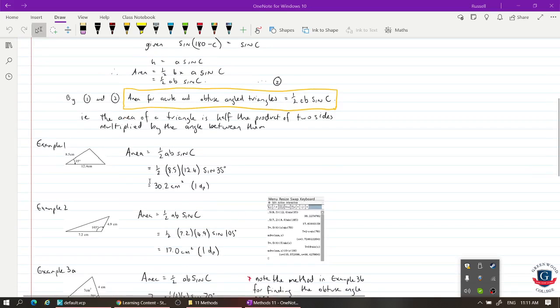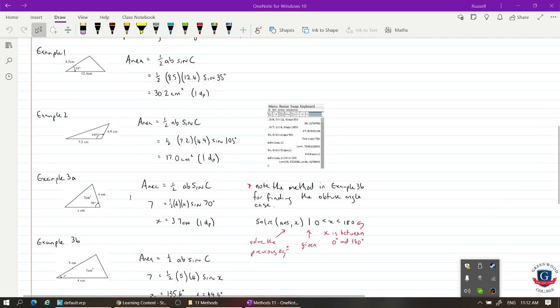So let's look at an example. Here's a triangle, here's an angle, here are two sides. To find the area of that triangle, we go half times this length times this length, the two side lengths on either side of the angle, multiplied by sine 35, and we get 30.2 centimeters squared. Easy. Here's an obtuse angle, same deal, half that length times that length times sine of 105. Half, 7.2 times 4.9 sine 105, bang. Remembering to have your calculator in degrees mode.